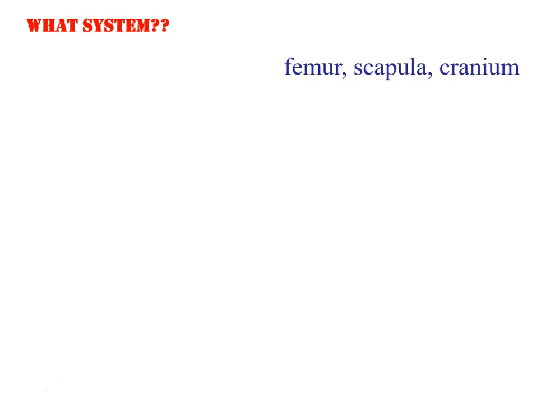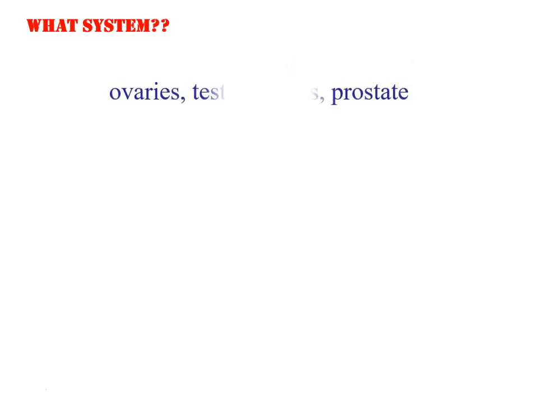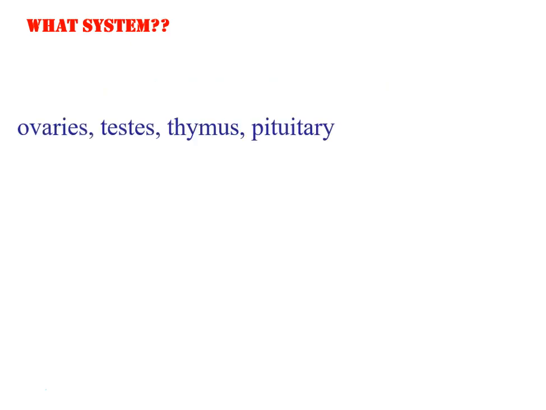Which one has the femur and the scapula and the cranium or skull? That would be the skeletal system. What system has ovaries, testes, uterus, prostate? That would be the reproductive system. How about ovaries, testes? Oh, there they are again, but we're putting them with the thymus and the pituitary. Now we have to say it's the endocrine system.